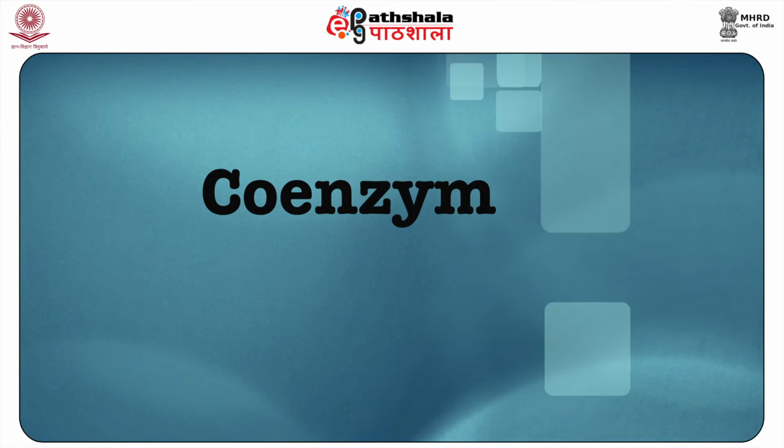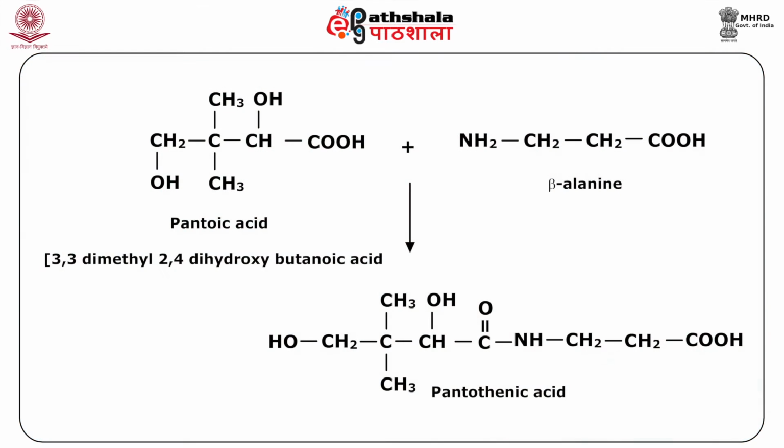After having discussed, students, the structure and the function of biotin and the reactions involving biotin, let us now divert our attention to another coenzyme, which is coenzyme A. Coenzyme A is an acyl activating enzyme derived from vitamin pantothenic acid. Pantothenic acid is a pentoic acid and beta-alanine joined together in an amide linkage. Now here you can see that pentoic acid is actually attached to the beta-alanine to give you pantothenic acid, which functions as coenzyme A.